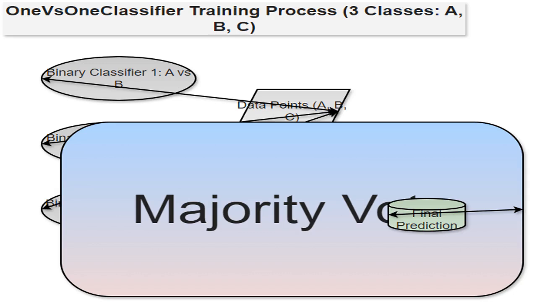And that's it. The final prediction is made based on this majority voting system from the 3 binary classifiers. It summarizes the results from the pairwise comparisons.